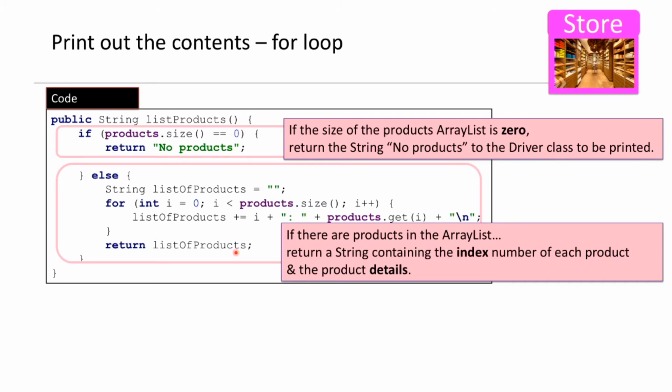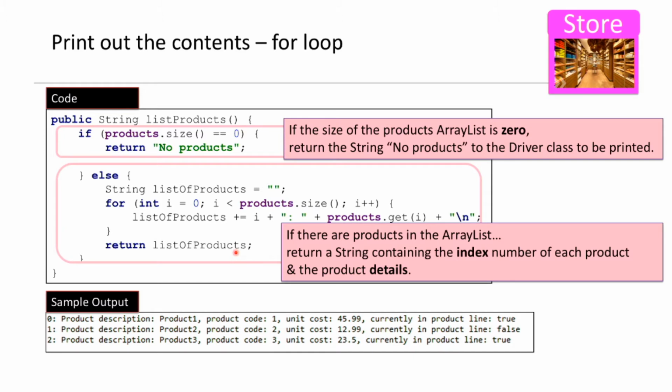So what output might we see? Well, sample output might look like this. Let's say we have 3 products in our store and they're indexed 0, 1, and 2. So the size would be 3. So we'd be saying for int I is assigned a value 0, keep going while I is less than products.size, which would be 3. Keep going while it's less than 3, so that will visit 0, 1, and 2.